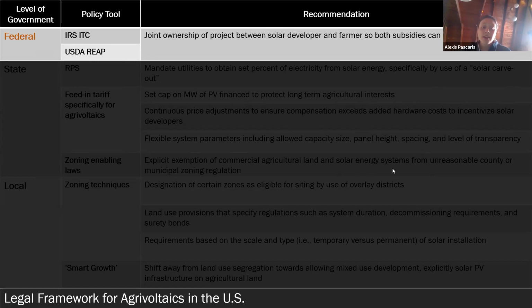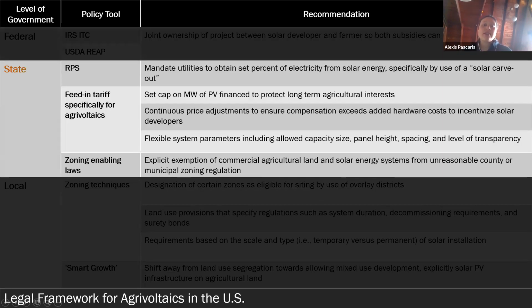Next slide. Next, I've based my recommendations for the state level off of the Massachusetts policy because they are the only state in the US with an incentive program designed explicitly for these systems. So they represent a logical case study. So first, a state level framework should include a renewable portfolio standard that includes a solar carve-out provision that would stimulate solar development. In addition, states pursuing agrivoltaics should consider designing zoning enabling laws related to commercial agricultural land and solar energy. By exempting these land uses from unreasonable county or municipal zoning regulation, states can effectively make it easier for agrivoltaics to be developed.